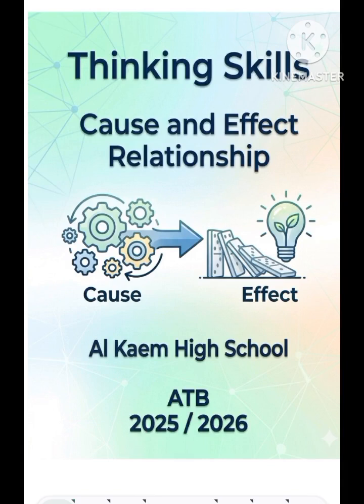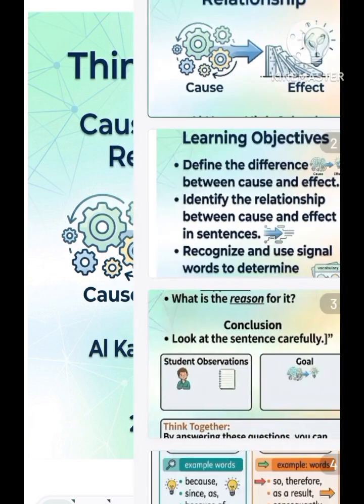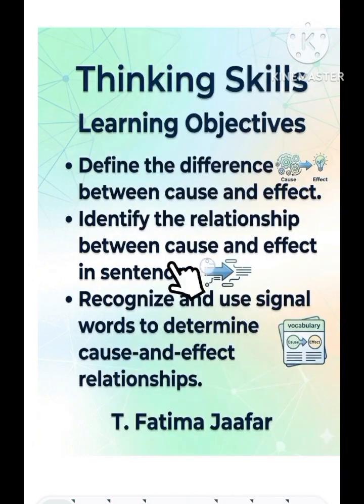Today we are going to explain thinking skills. It is about cause and effect relationship. We are going to know the differences between the cause and effect, identify the relationship between cause and effect in sentences, and recognize and use signal words to determine cause and effect relationships.